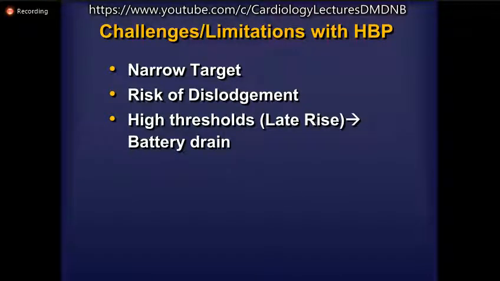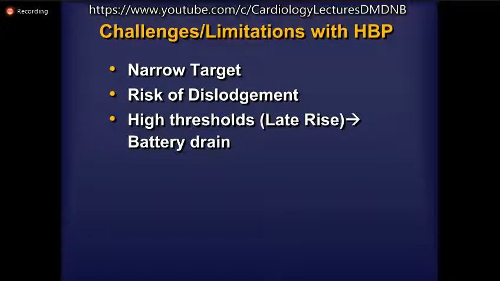Now, with His bundle pacing, there are certain challenges or limitations. Number one, you're trying for a very narrow target. The His bundle is about 20 millimeter long and about 4 millimeters wide. So you're really homing in on a very narrow zone and you need to precisely locate your lead there and try to get satisfactory parameters within that. Therefore, there is a potential risk that even if there is some micro movement of the lead or micro dislodgement, you might lose your capture or your parameters might become pretty unsatisfactory.